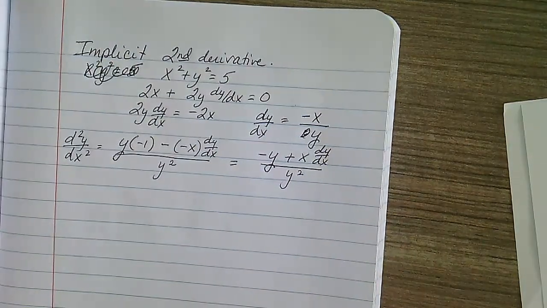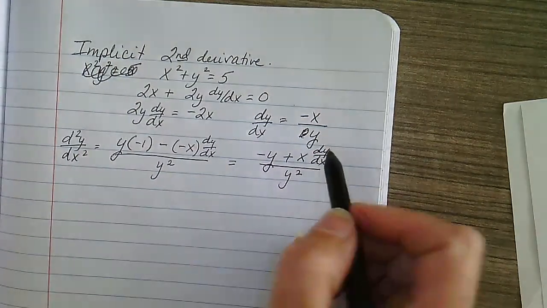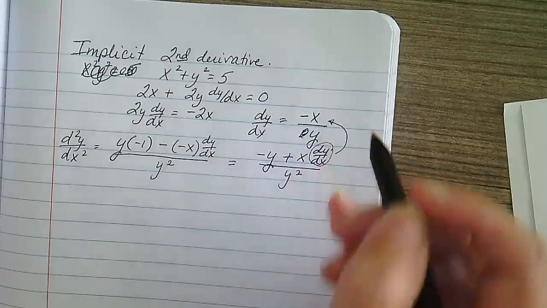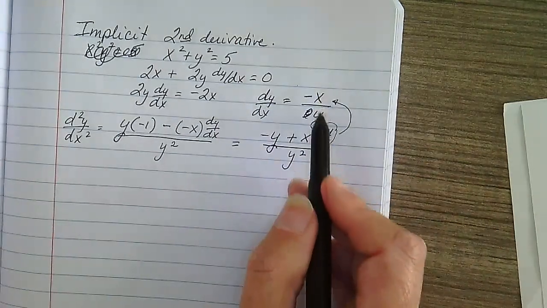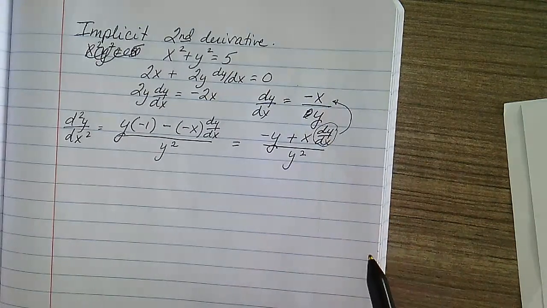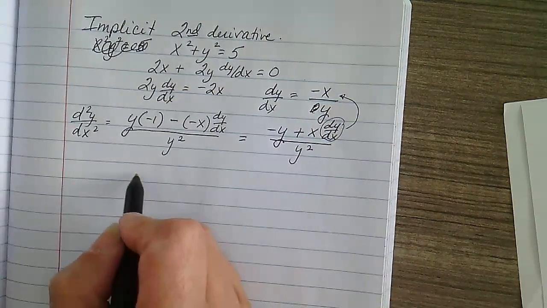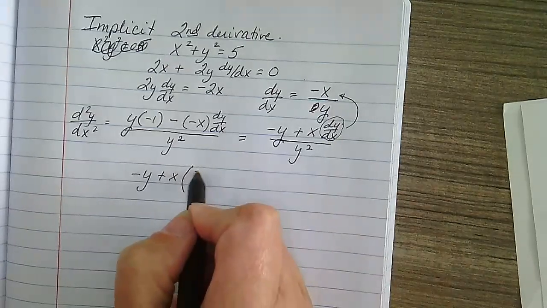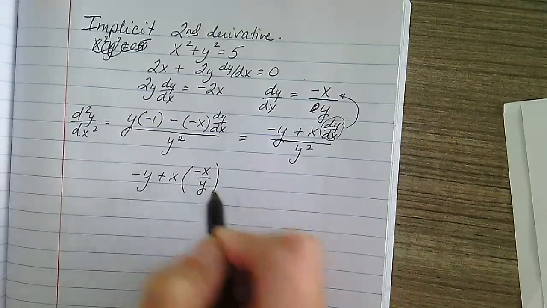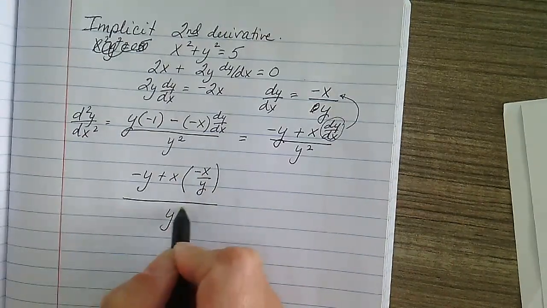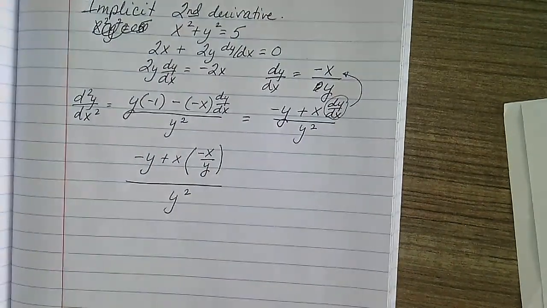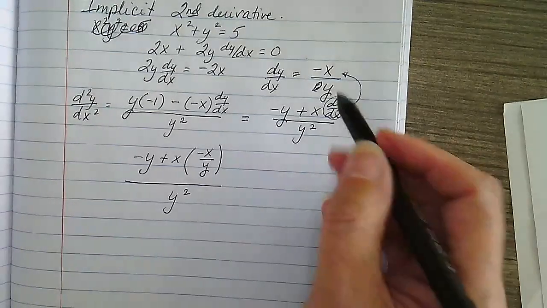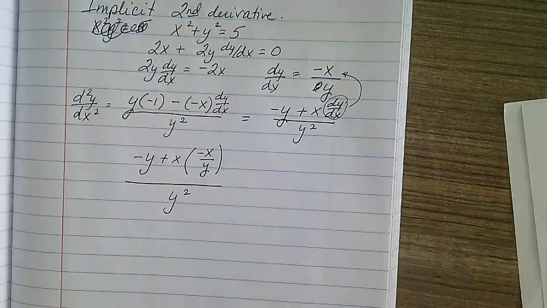Okay, so that's not so bad, except do I already know what dy/dx is? I do. It's right up here above. So I can plug the negative x over y here for dy/dx in its place. So I'm going to get negative y plus x times, instead of dy/dx, negative x over y, all over y squared. Okay? So I need to kind of simplify it. Whenever I'm doing the second derivative, I always need to plug in the dy/dx wherever it is.